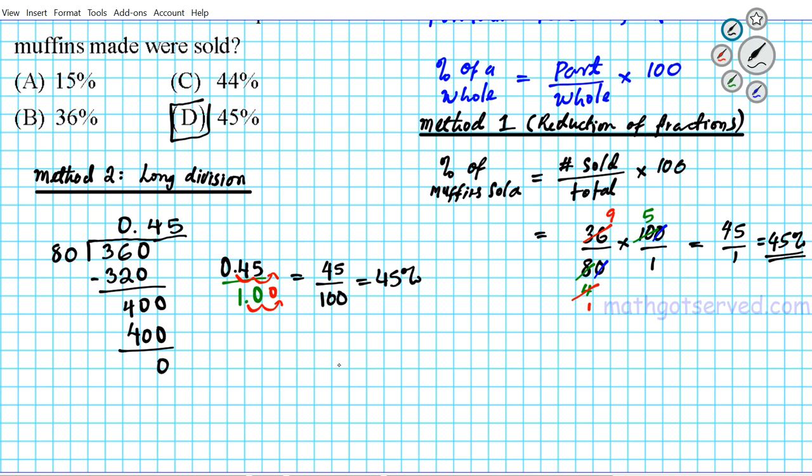Just keep in mind that 0.45, 45 over 100, and 45% are all exactly the same thing. And you should be able to convert from one to the other. We have decimal, fractions, and percent. The answer to number 5, as we can clearly see, is option D.